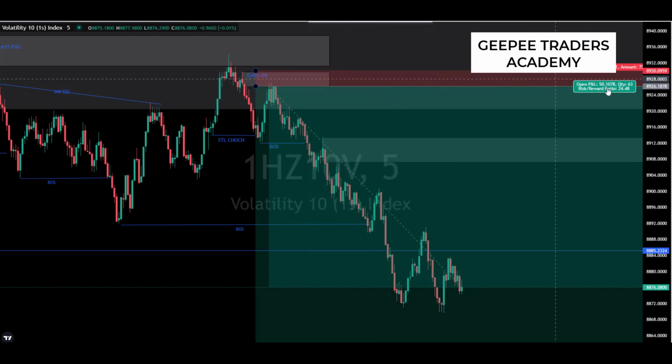And look at the risk to reward, 1:24. I know the market is going to hit that because the market is still going to drop. So the market keeps breaking structure to the downside. So profits have been taken already.